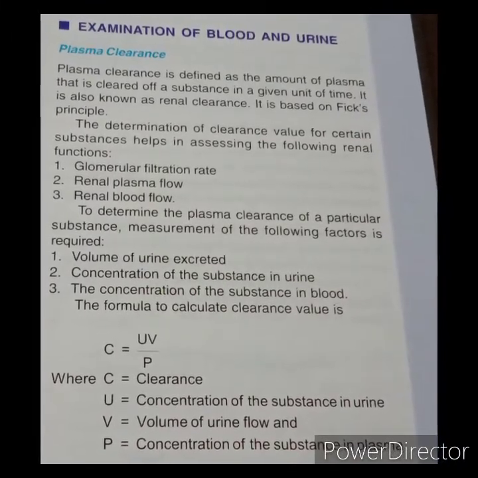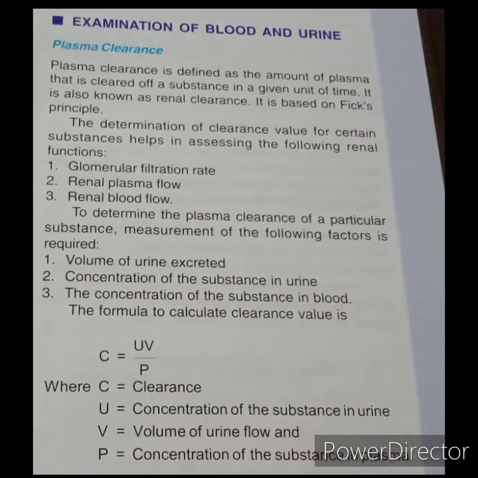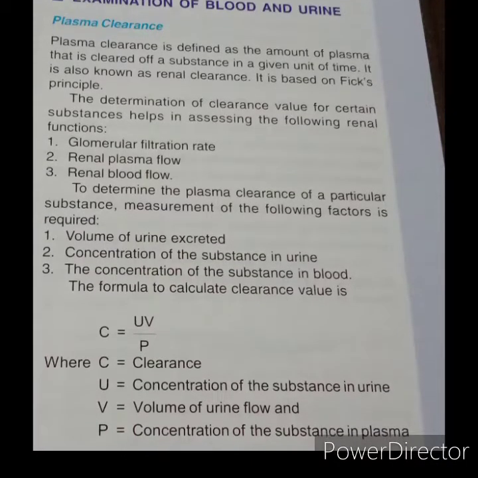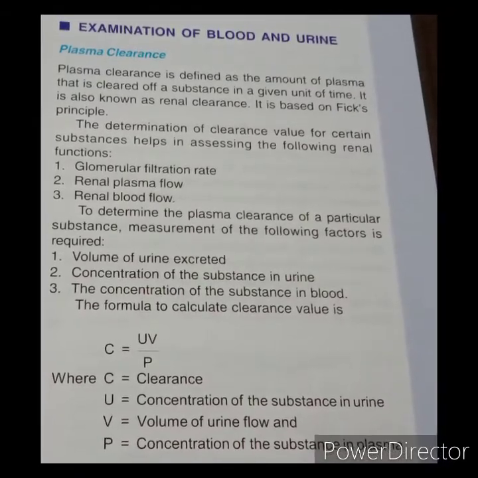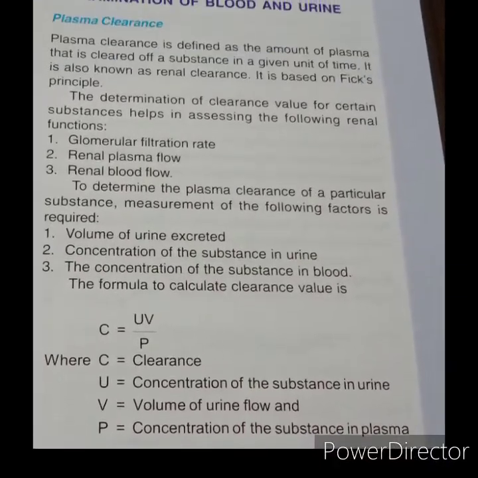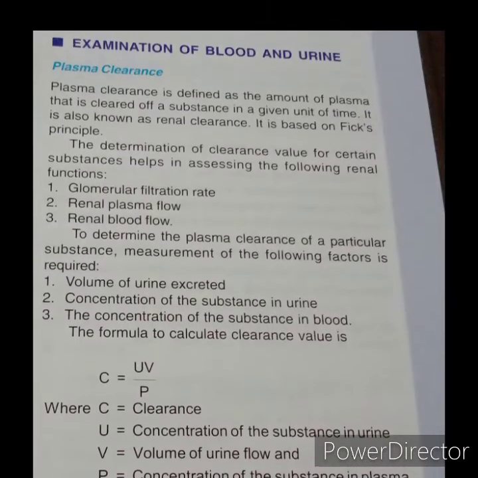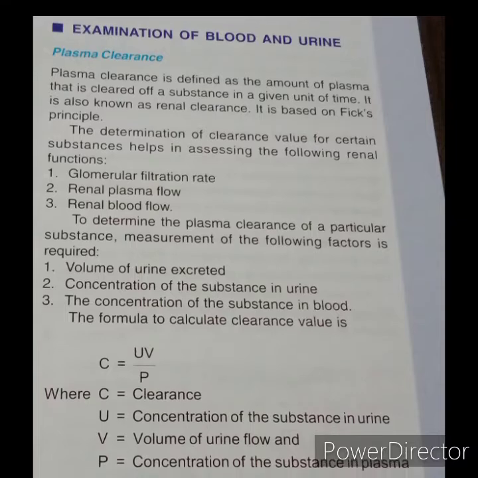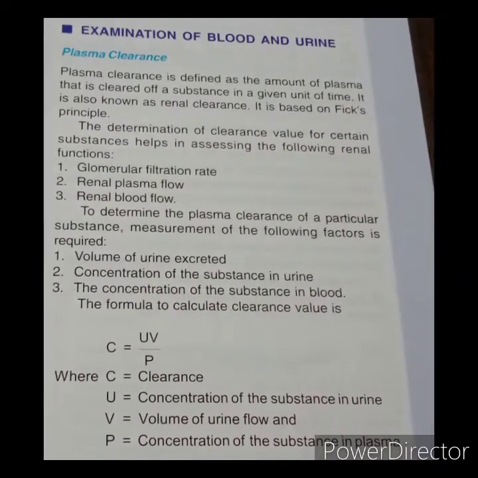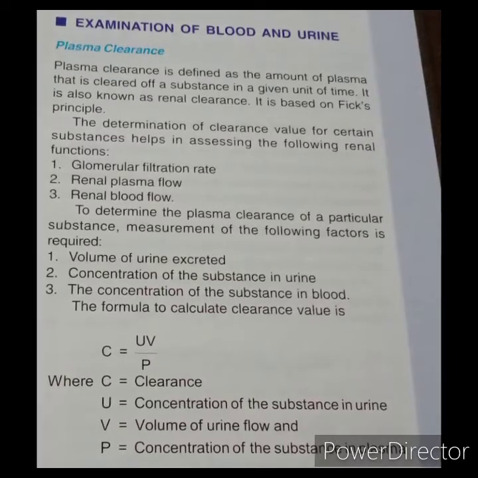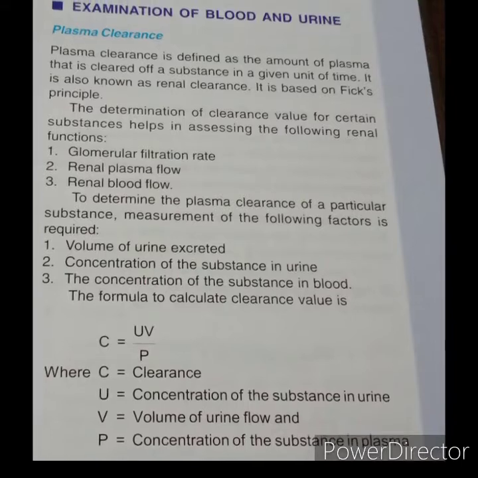Sixth, pH and reaction. Normal urine is slightly acidic with pH of 4.5 to 6. Measurement of pH is useful in determining the metabolic or respiratory acidosis or alkalosis. The pH decreases in renal disease. In normal condition, pH of urine depends upon diet. It is slightly alkaline in vegetarians and acidic in non-vegetarians.